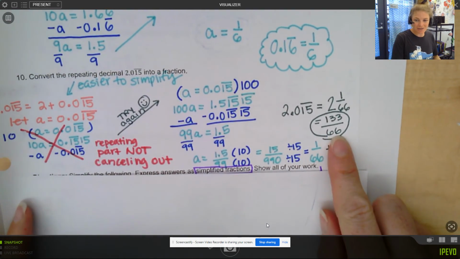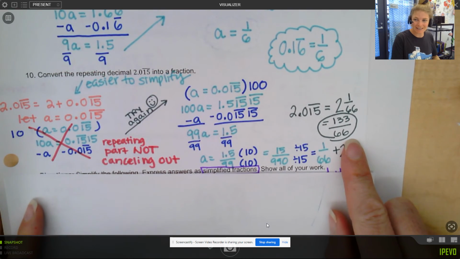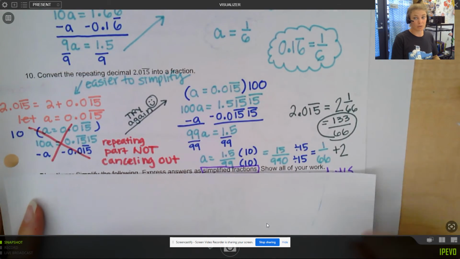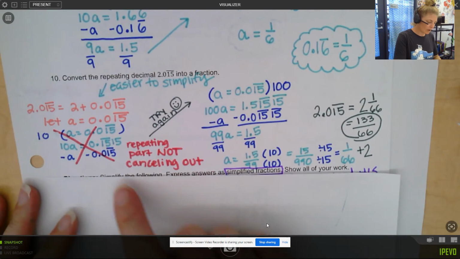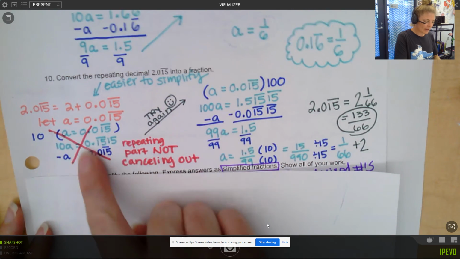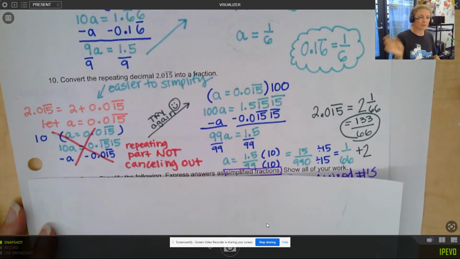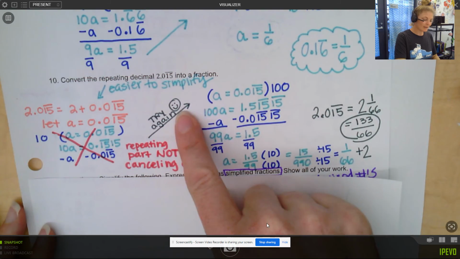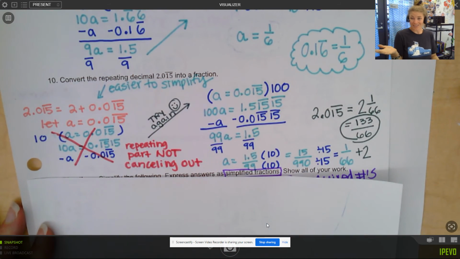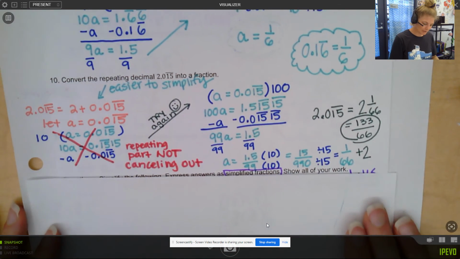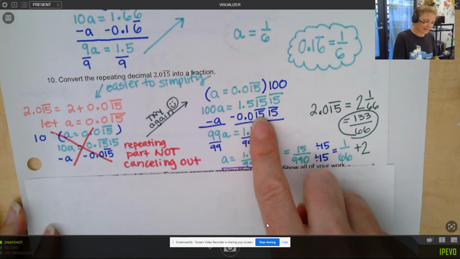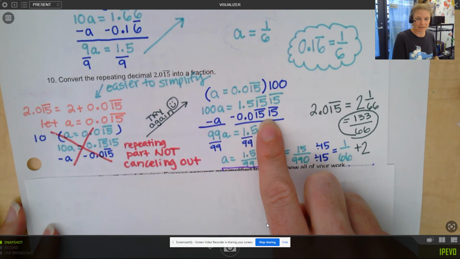Okay, let's go over it. Did you get 133 over 66? Oh, no? Okay, let's go over the work then. So again, when I first started multiplying by 10, the repeating part was not canceling out. So you guys, just try again, right? Not a problem. So then when I multiplied by 100 on both sides, yes, the repeating part is canceling out.